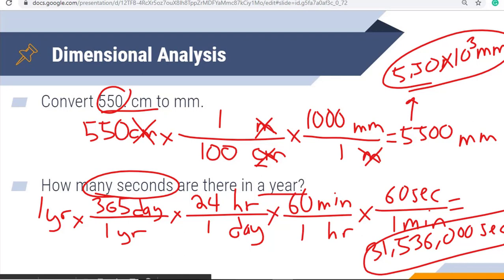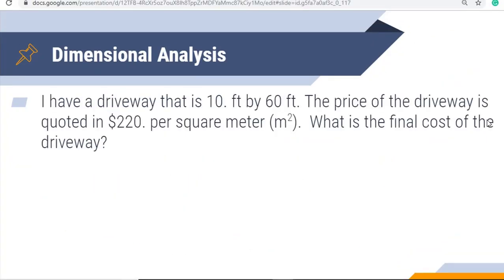Let's get back to chemistry. So I have a driveway that is 10 feet by 60 feet. The price of the driveway is quoted in $220 per square meter. What is the final cost of the driveway? So here we're given, it's a little bit different here. That's our starting. We have a conversion factor between meters squared and dollar amount, and it wants to know the final cost of the driveway.